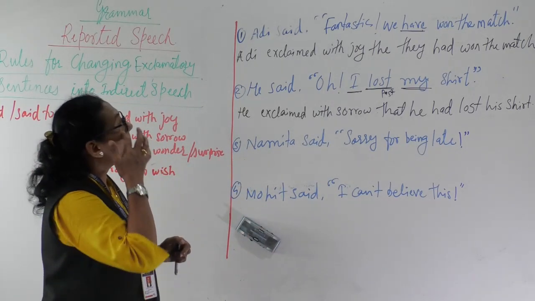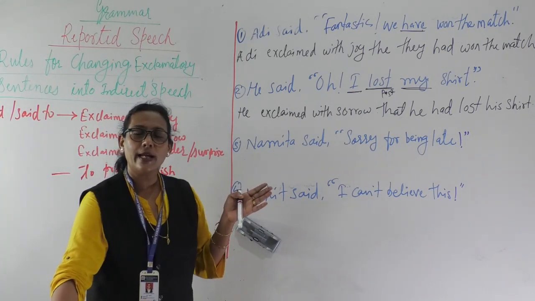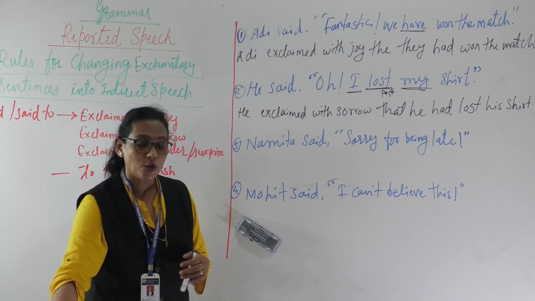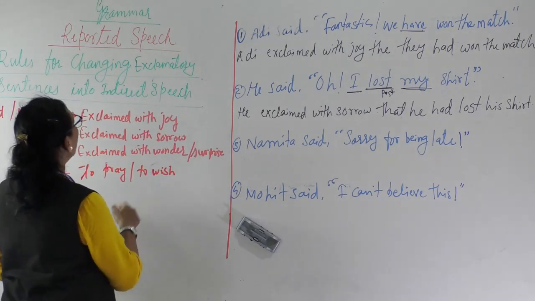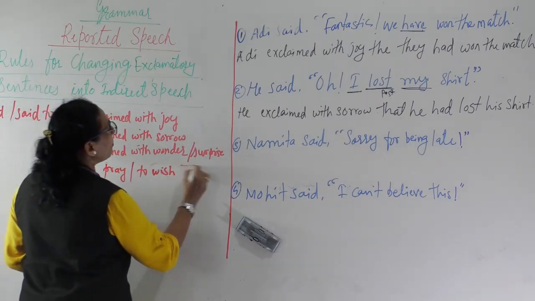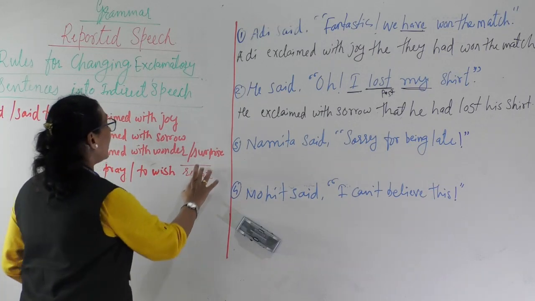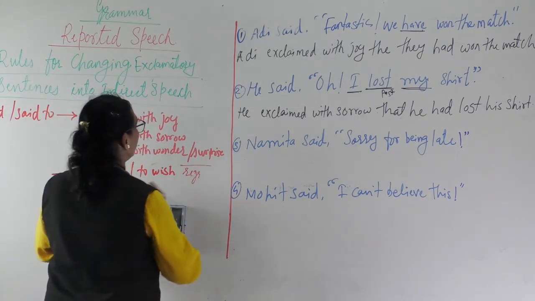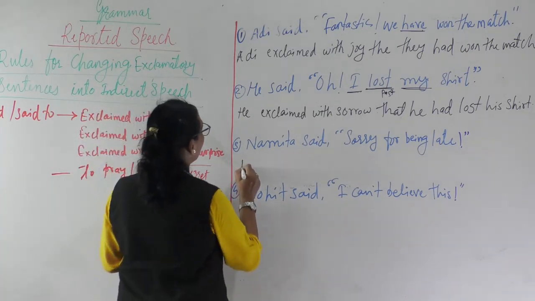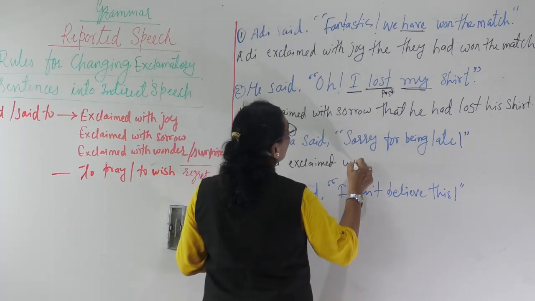Namita said, sorry for being late. What is the meaning of this sentence? Namita said, sorry, I came late. Being sorry for being late. So what will be the answer? Namita exclaimed with regret. Okay, exclaimed with joy, and one more is there when you want to show regret, when repentance happens. So exclaimed with, you must write regret. R-E-G-R-E-T. Regret. Okay, so write it over there. Namita exclaimed with regret.